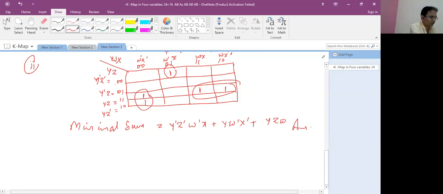When we apply the K map according to 2 variable, 3 variable and 4 variable, we have discussed today about the K maps.